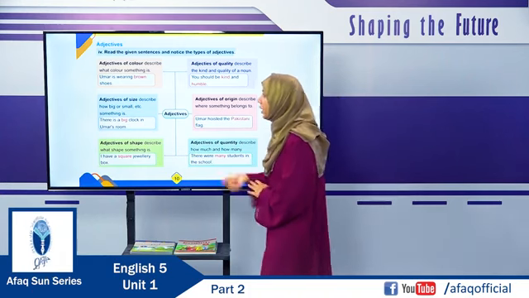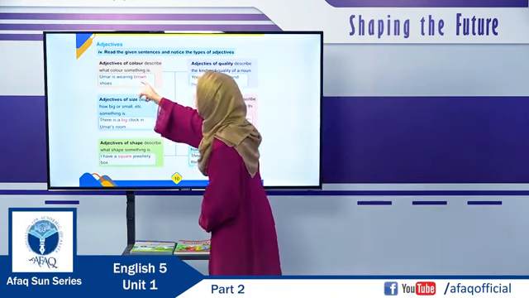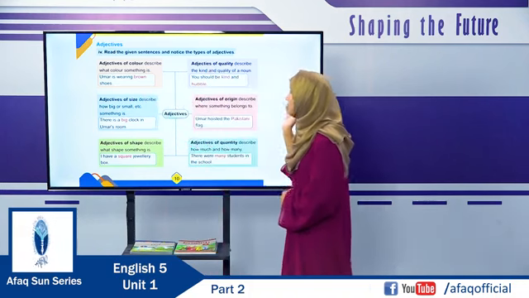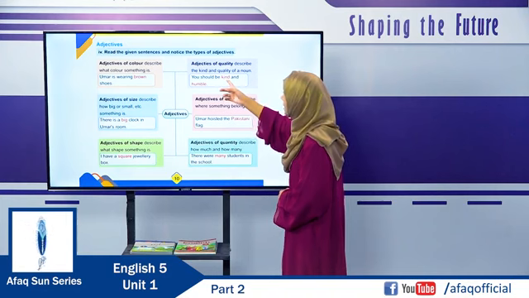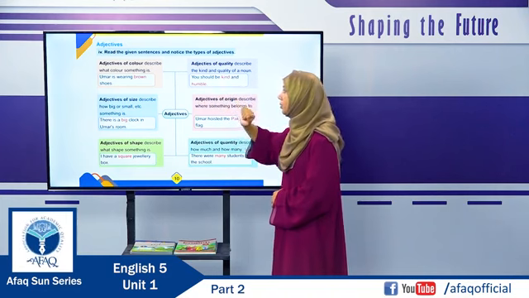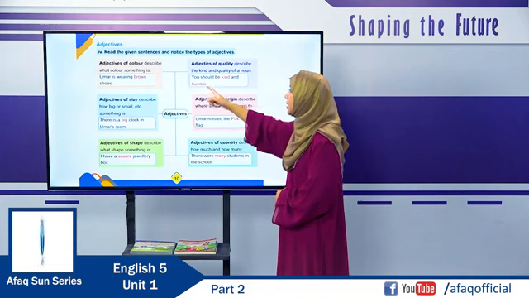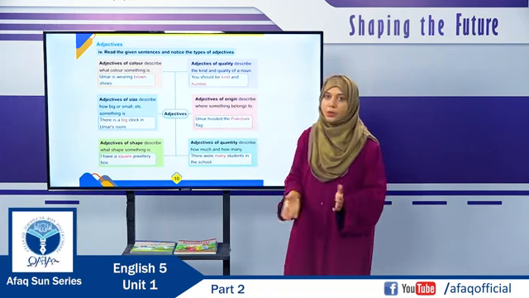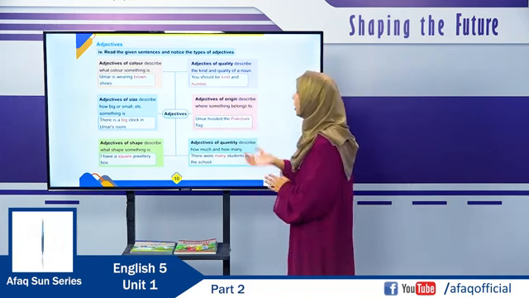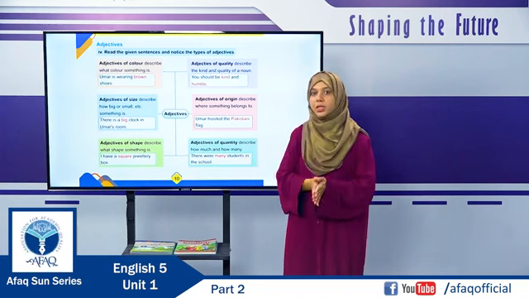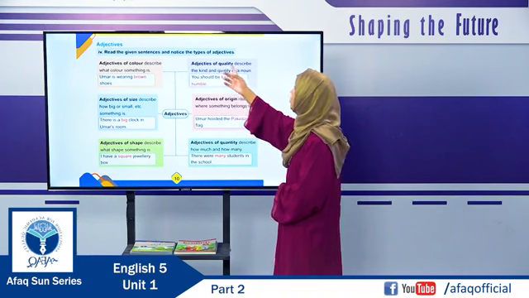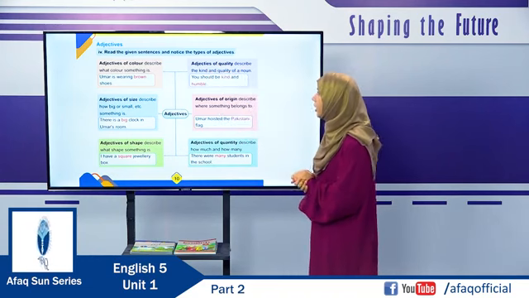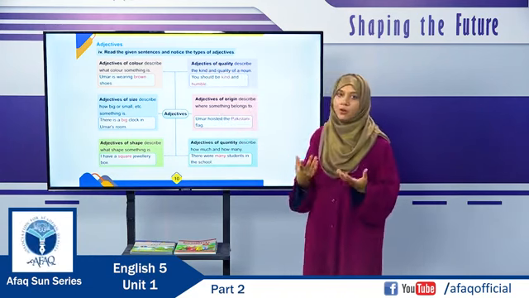So brown is an adjective of color. Let's read the next sentence. You should be kind and humble. Okay, so kind and humble, because they are highlighted in red, we can tell that these are the adjectives here. But can you tell me the type of the adjectives? Yes, these are adjectives of quality because they are describing the qualities of a noun.